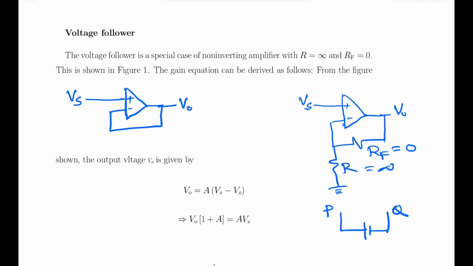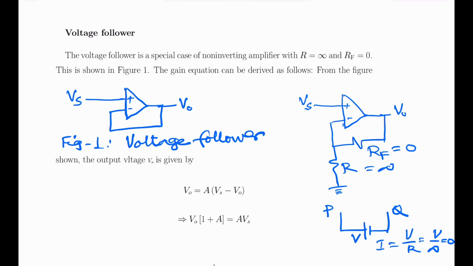So if no current flows, then the current I is given by Ohm's law as V upon R. Since no current flows in this circuit, V upon infinity will be 0 only. So R must be infinity. That means the points P and Q are not connected in any way. In this figure 1, the inverting input and the ground are not connected in any way. So the resistance R is infinite here.